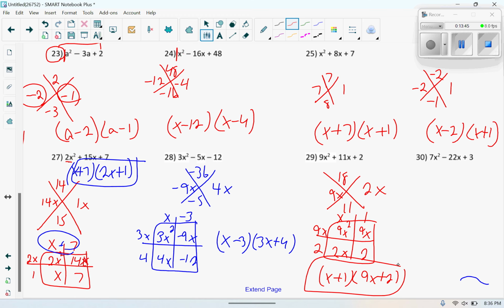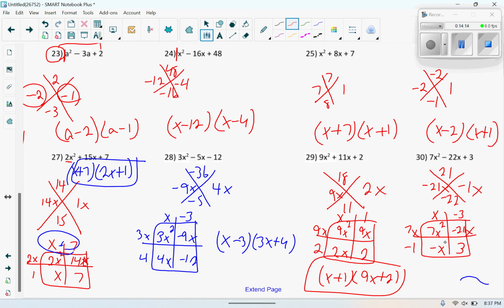And finally, the last one, this is 21, -22. So -21, -1. And then I'm going to do the box. 7x squared minus 21x, that's 1, and then minus x plus 3. I like this one, so I'm going to factor out an x there, so that has to be 7x, and that has to be -3, and so that makes that -1. So I have 7x minus 1, and then x minus 3.